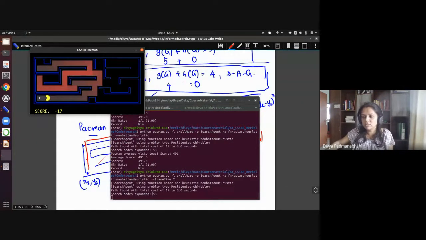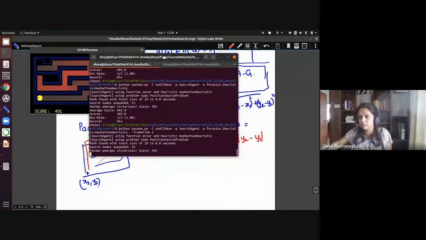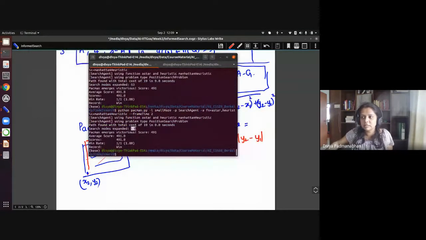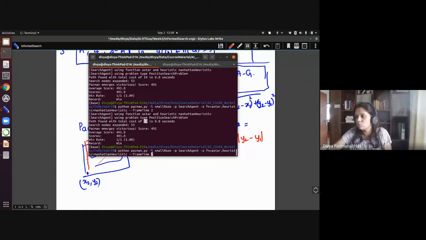So the search nodes, you can see here the number of nodes it expanded. In the terminal, you can see the search nodes expanded was about 53 and the total cost was 19. Okay, so now let's see in contrast what happens if you use UCS instead. In UCS, there's no heuristic. So I'm just going to use UCS and small maze.